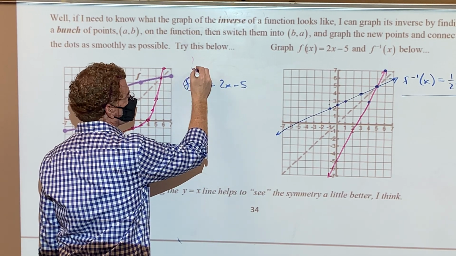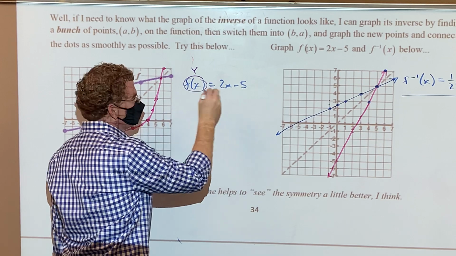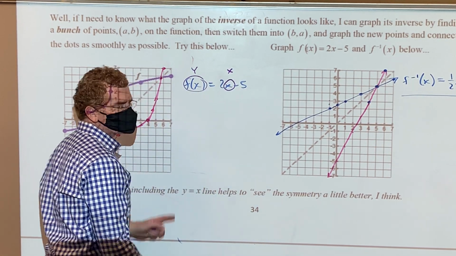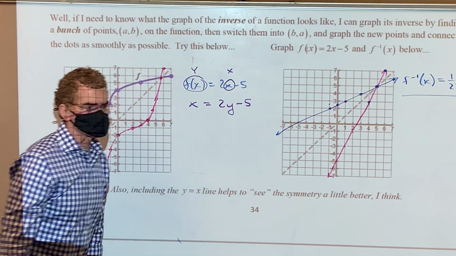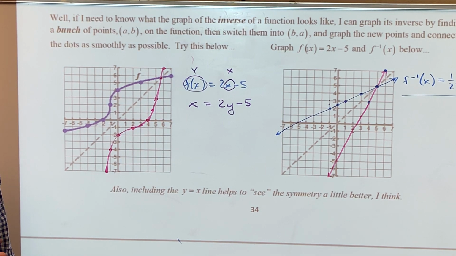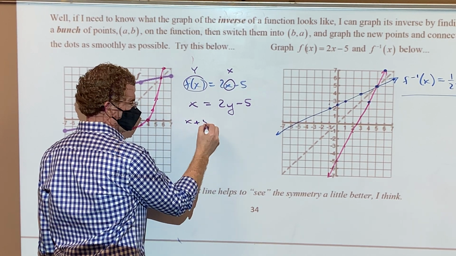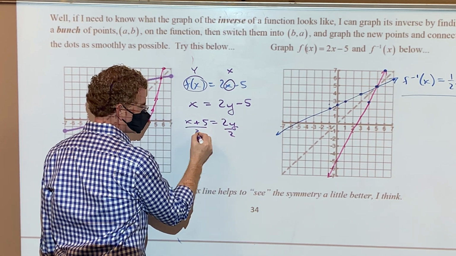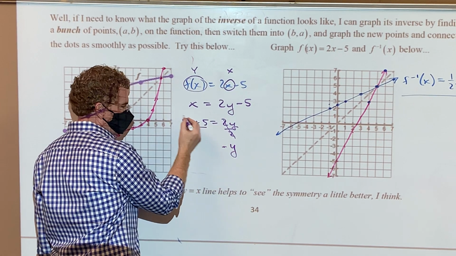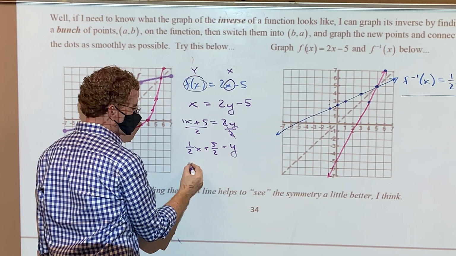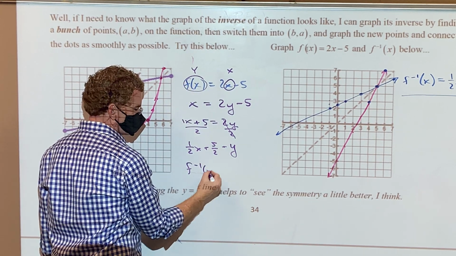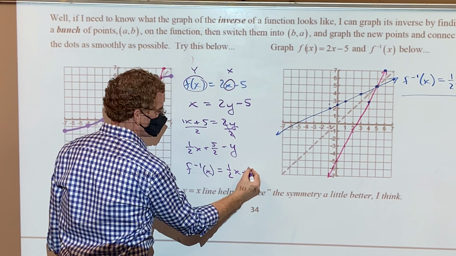Isn't this a y right here? Doesn't that mean y? And doesn't that mean x? What if I just switched these x and y's? And then, so it would be pretty, resolve for y. What do you get when you resolve for y now? Add the 5 and divide by 2, and I get y equals 1/2 x plus 5 halves. So the inverse of f of x is 1/2 x plus 5 halves.